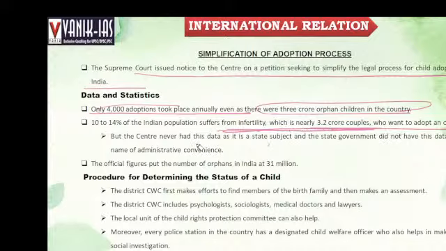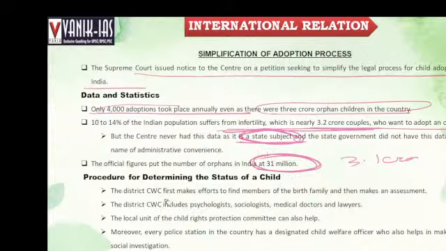But the Center never had this data as this is a state subject. Remember, this data regarding orphans is a state subject. The state governments didn't have this data in the name of administrative convenience. The official figure of orphans is 31 million, that is 3.1 crore.